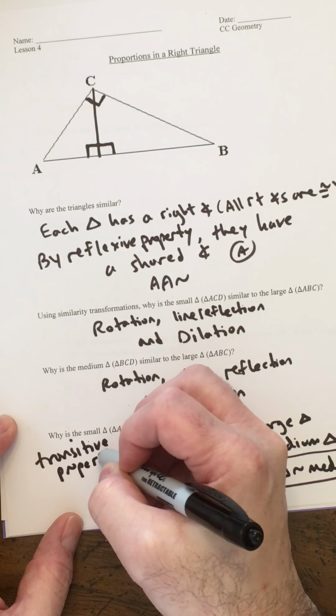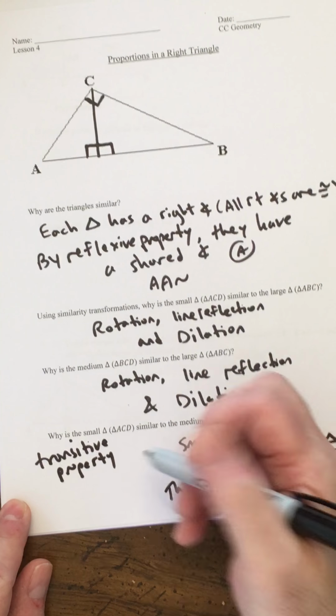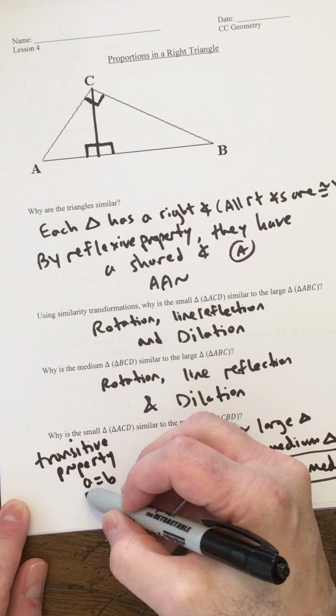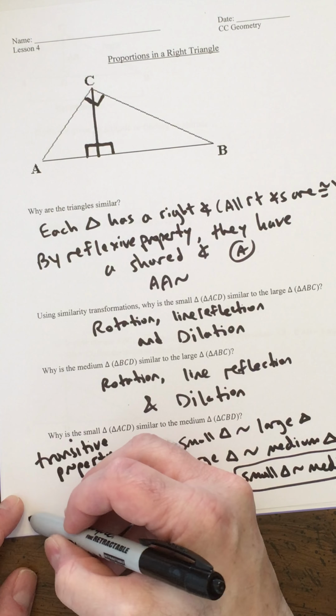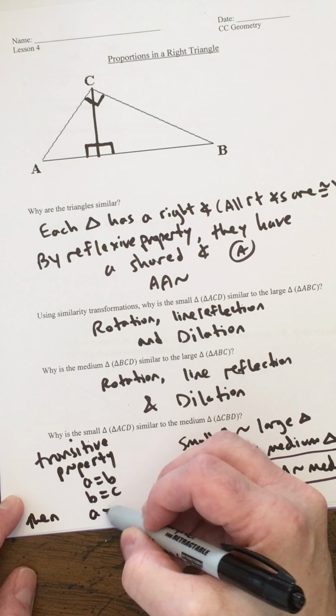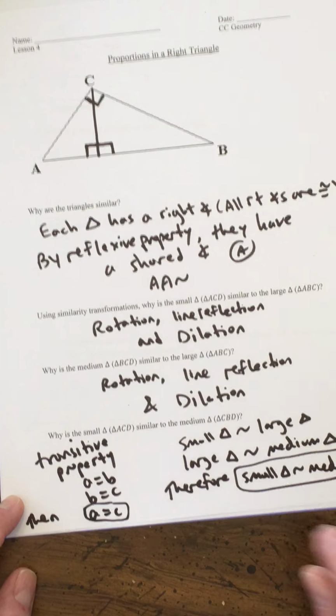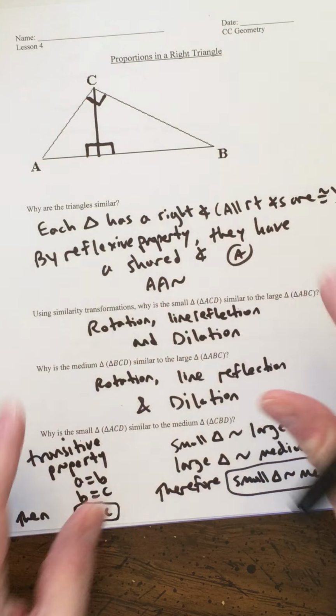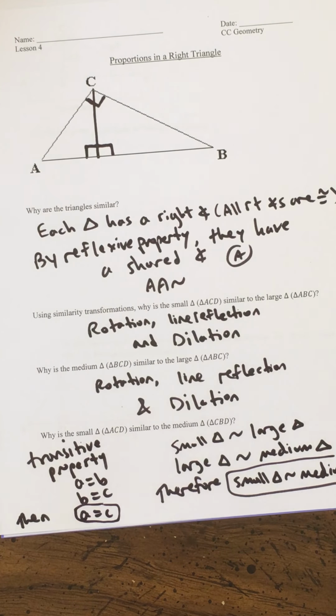No one's really going to ask you about this, but it's the same property that basically says if A is equal to B and B is equal to C, then A is equal to C. That would be the conclusion, and that's the transitive property, okay? So now we see that all these triangles are similar to each other.